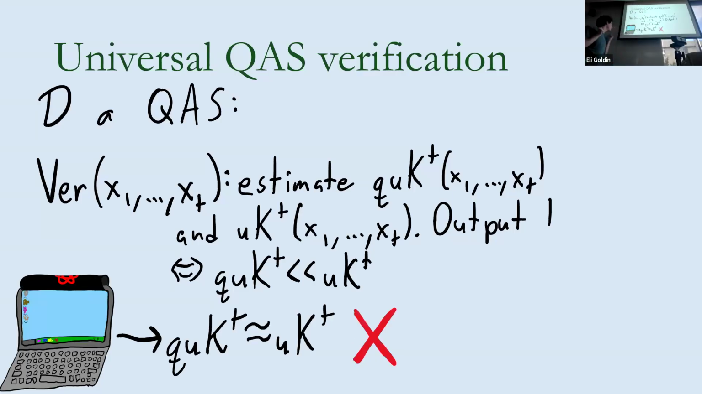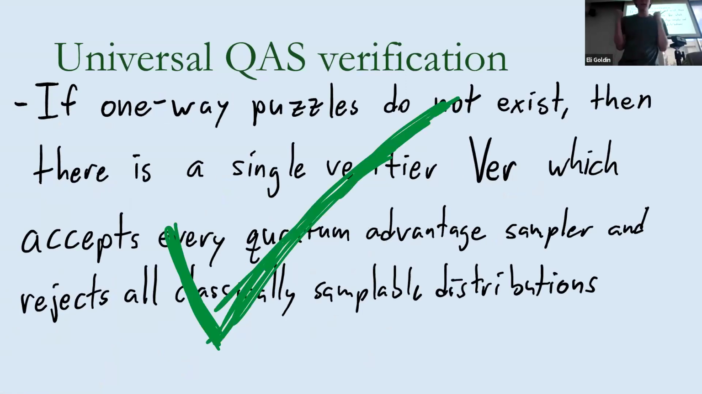But for any classical distribution, these two things are both going to be equal to log of 1 over the probability that the output's x, and so they'll be the same, and so we'll reject. So that's it. We proved the claim. There is a single verifier that accepts every quantum advantage sampler and rejects all classically samplable distributions.